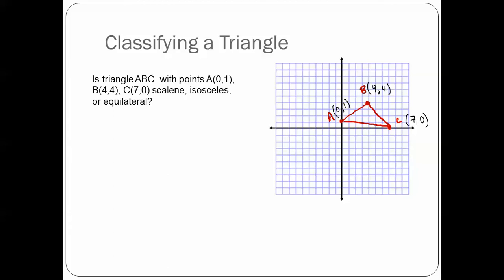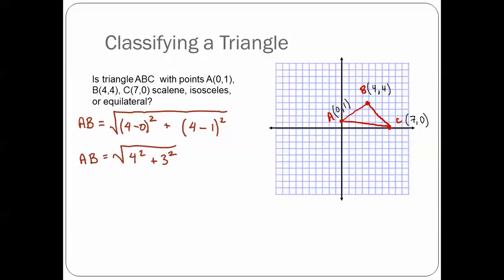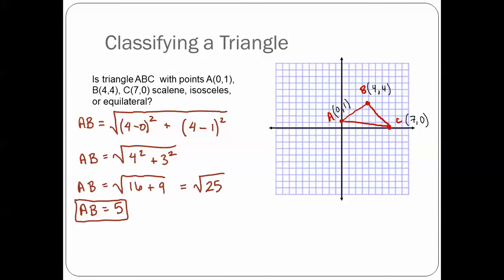So what we're going to need to do here is use the distance formula to find the length of all three sides. Let's start with segment AB. So I plug in my x1, y1, x2, y2 values into the distance formula and I get this. I carry out the calculation, 4 minus 0 squared, that's 4 squared. 4 minus 1 squared, that's 3 squared. If I square both those numbers, I get square root of 16 plus 9, which is the square root of 25, so the length of AB is 5 units.